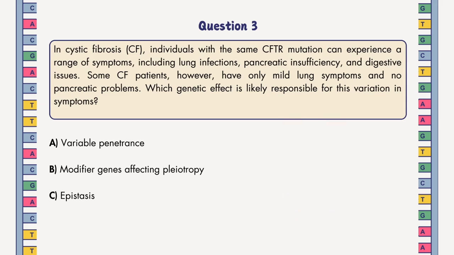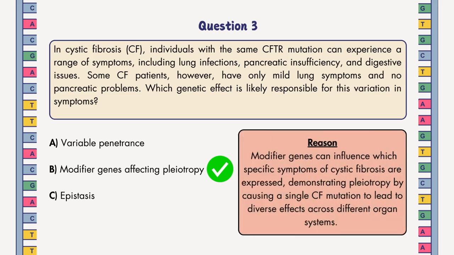The correct answer is option B, modifier genes affecting pleiotropy. This is because modifier genes can influence which specific symptoms of cystic fibrosis are expressed, demonstrating pleiotropy by causing a single cystic fibrosis mutation to lead to diverse effects across different organ systems.